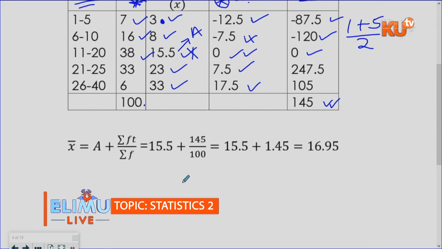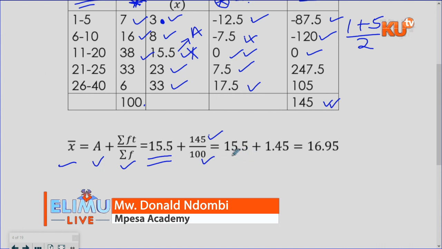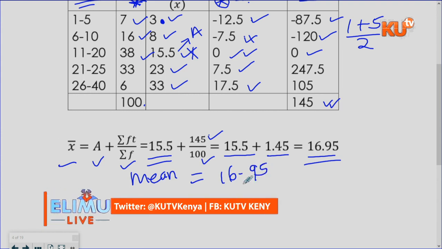Just write the formula down. The formula for mean is mean equals the assumed mean plus sum of FT over sum of F. So our assumed mean was 15.5 plus the sum here, which is 145, over our N or summation F, which is 100. If I divide this, you get 1.45, and if you add, your sum is 16.95. Therefore, the mean mass of those 100 objects is 16.95. Now, a piece of advice. Sometimes, maybe you are so quick and you didn't see this decimal. Then you took 145 directly and added it to 15.5. So your answer will be too big.